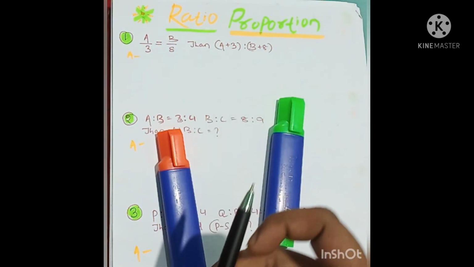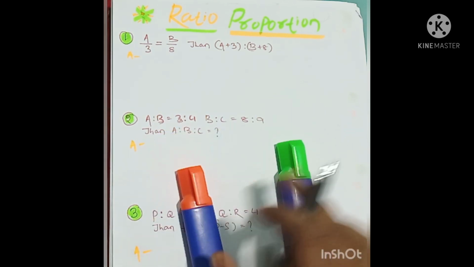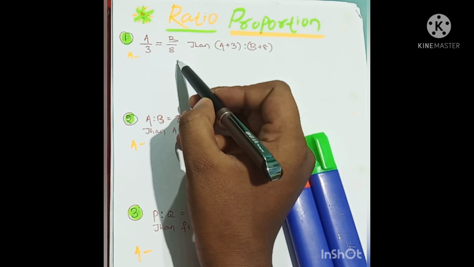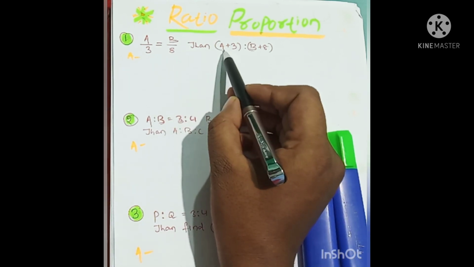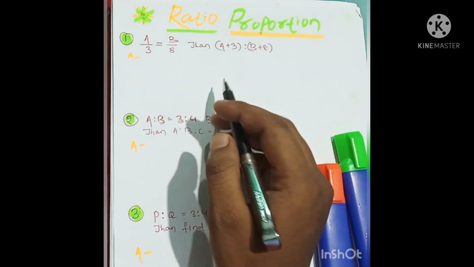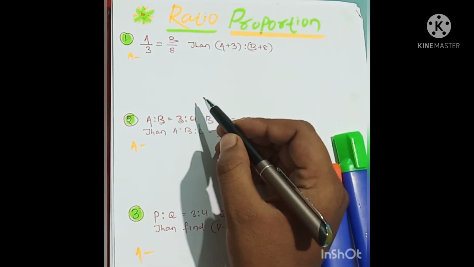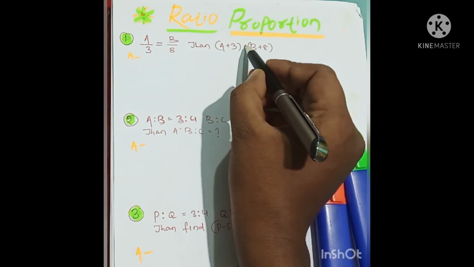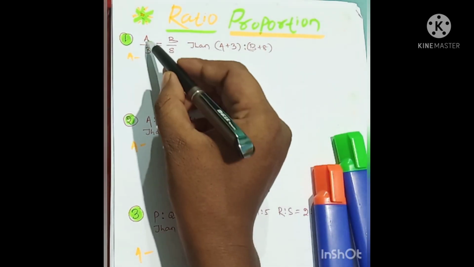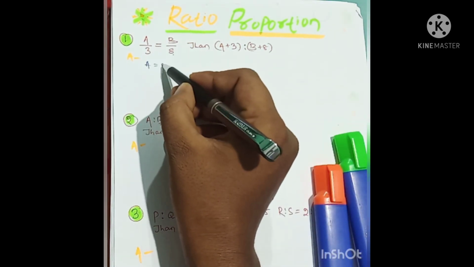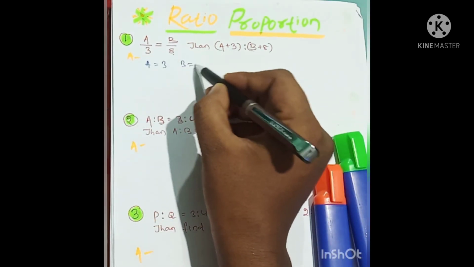So the first question is in your copy: a by 3 equals b by 8, then find a plus 3 is to b plus 8. Before I start, I want to say that ratio and proportions is nothing but uncertainty. So there will be a ratio. Here a divided by 3, b divided by 8. That means a equals 3 and b equals 8.